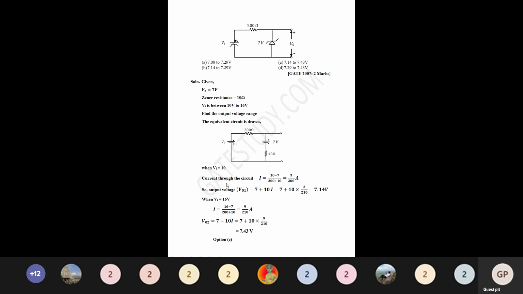So when Vi is equal to 10, the current I is equal to (10 minus Zener voltage 7) divided by (200 plus 10 ohm Zener resistance), which is equal to 3 by 210 ampere. Output voltage is equal to 7 plus 10I, equal to 7 plus 10 into 3 by 210, which is equal to 7.14 volt. When input voltage is 16 volt, I is equal to (16 minus 7) by (200 plus 10), equal to 9 by 210 ampere. V0 is equal to 7 plus 10I, 7 plus 10 into 9 by 210, the value is 7.43 volt. So option C is the right answer.